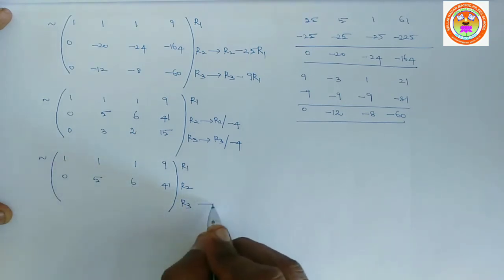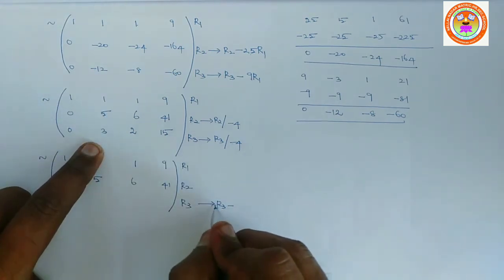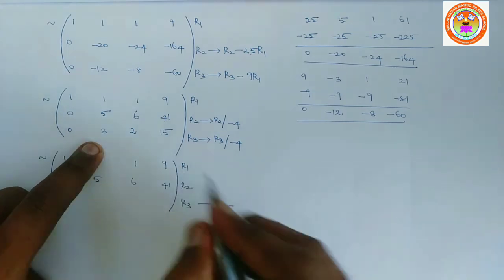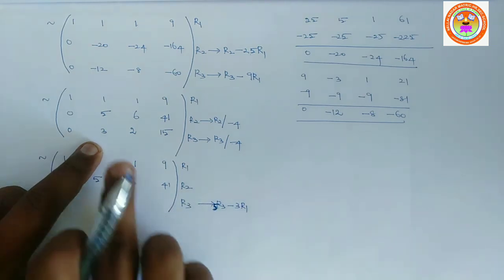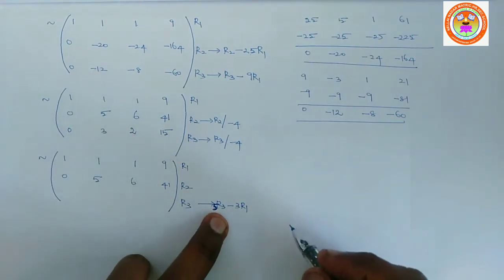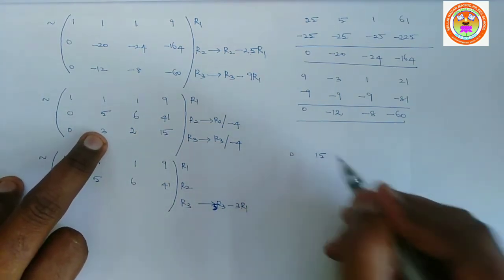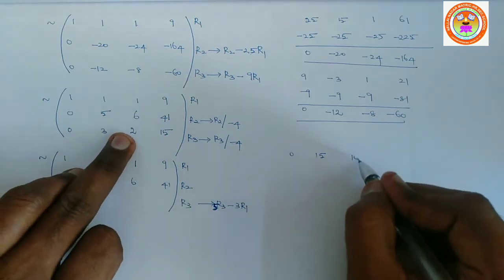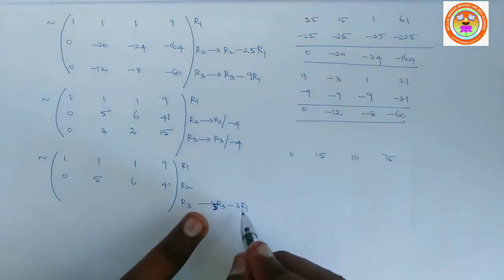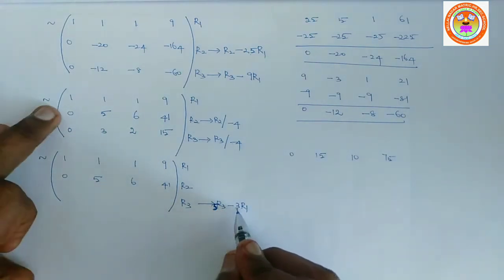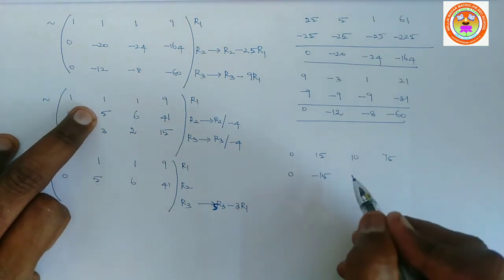There is change only in R3. R3 tends to R3. See here, this is 5, this is 3. So R3 is nothing but 5 R3 minus 3 R2. R3 should be multiplied with 5. 0 into 0 is 0. 3 5s are 15. 5 2s are 10. 15 5s are 75. Next, minus 3. R2 should be multiplied with minus 3. 0 into minus 3 is 0. 5 into minus 3 is minus 15.